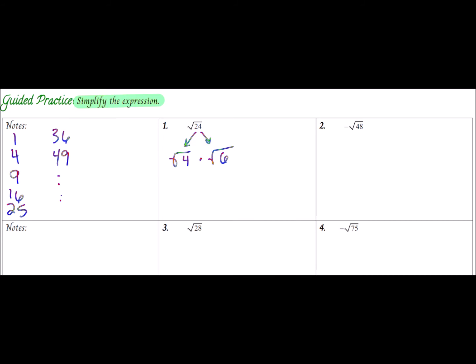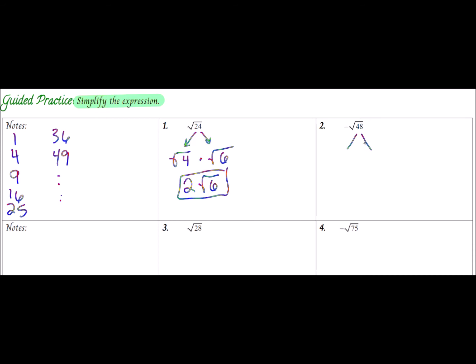Notice I put the radical on the outside. Now I can take the square root of 4, which is a 2, and this just gets moved over. So the answer is going to be 2 rad 6. For number 2, notice there is a negative on the outside of the radical, which means that we can still simplify, but our answer is going to be negative.